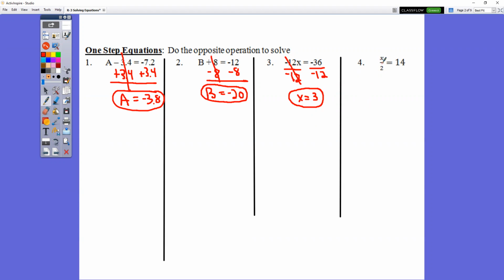In number 4, this says x divided by 2. The opposite of divided by 2 would be to multiply by 2. So we want to do times 2 and times 2. 14 times 2 is 28. So these were all one-step equations. You just want to do the opposite operation to solve.